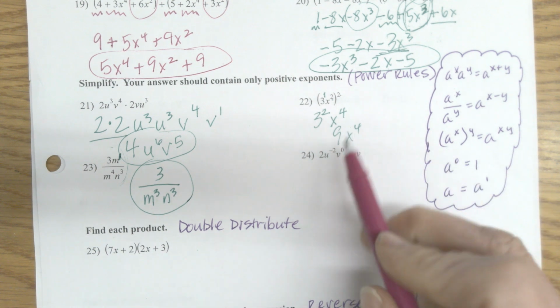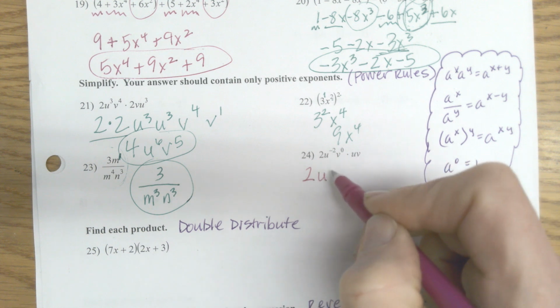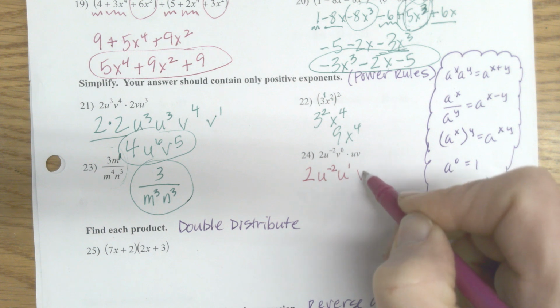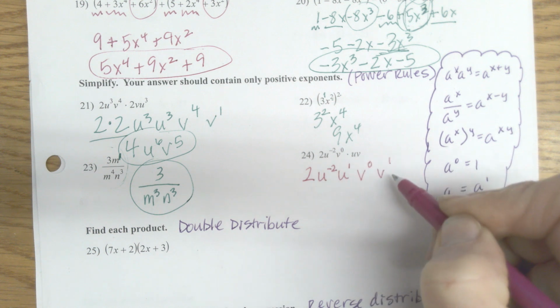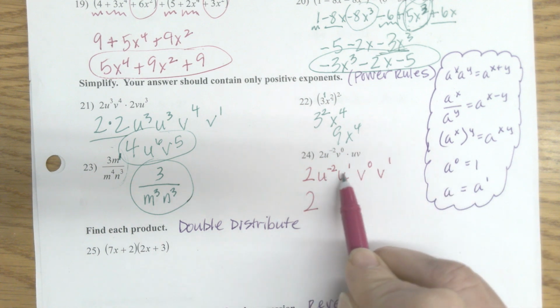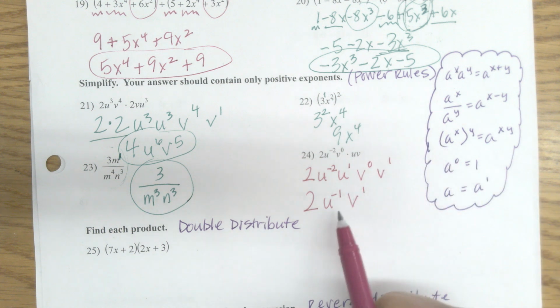And then lastly, again, I'm going to put stuff together. 2 doesn't have anything to combine with. This is u to the negative second, u to the first, and then v to the 0, v to the first. So 2u to the negative first, v to the positive first.